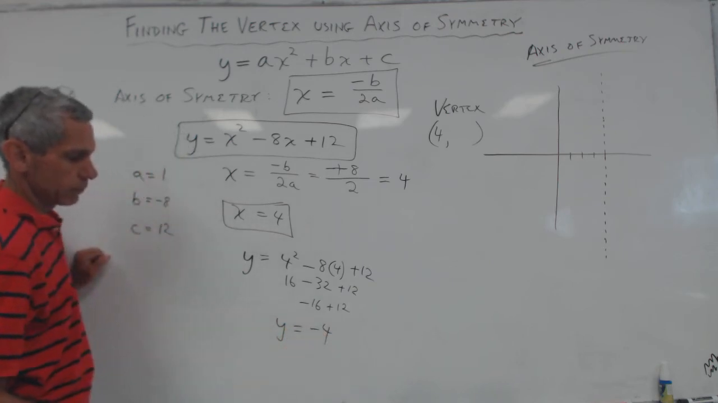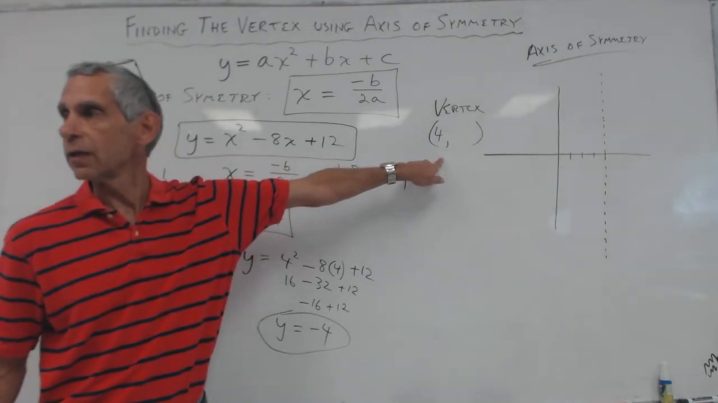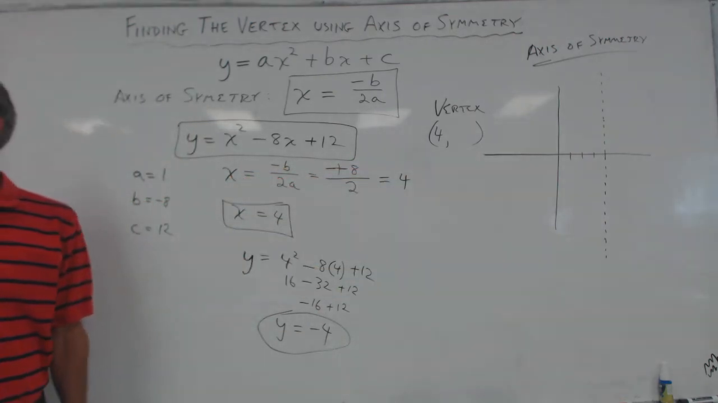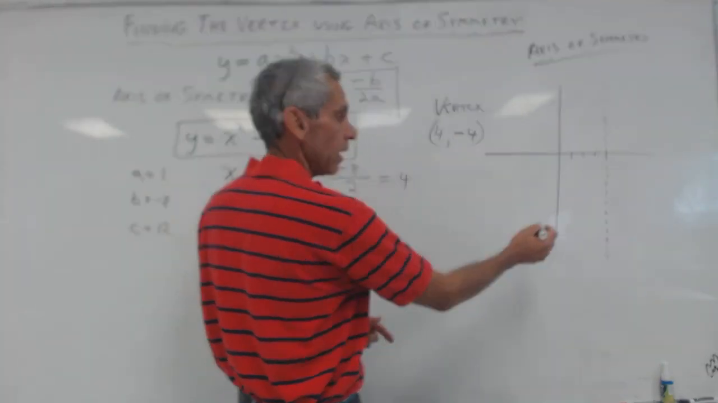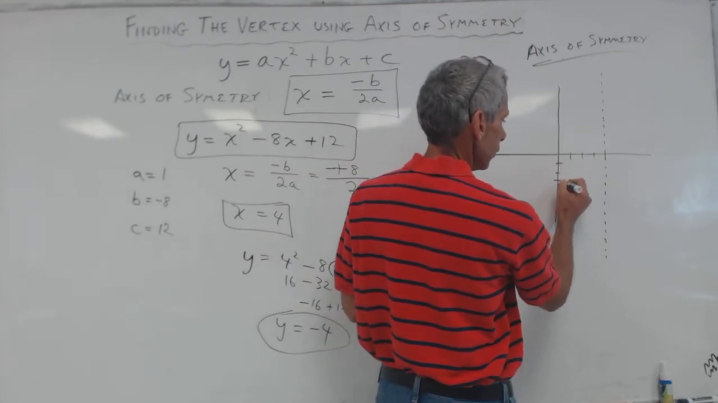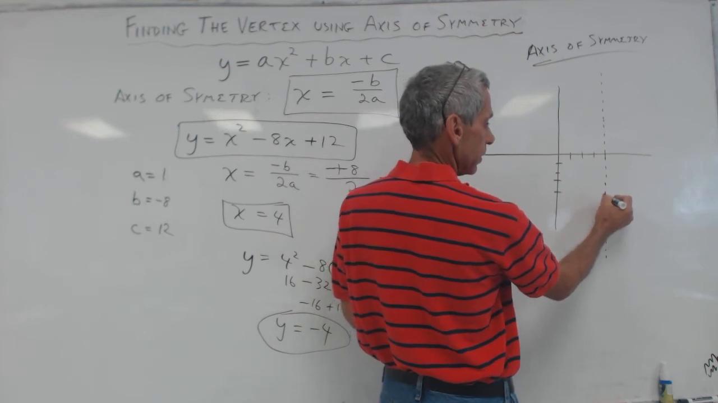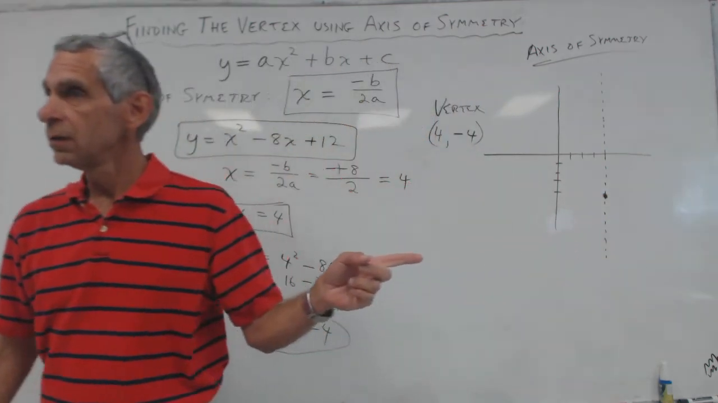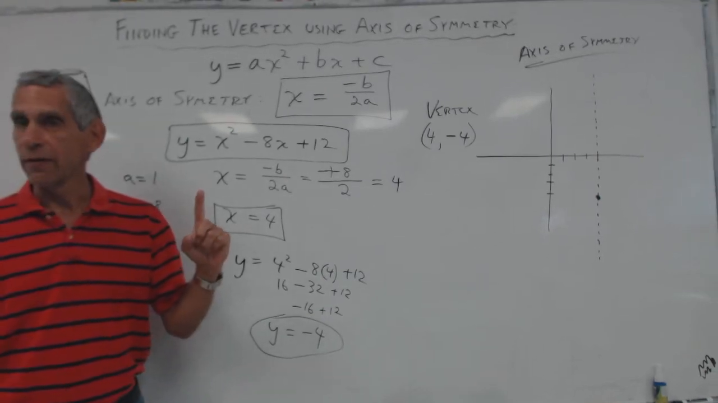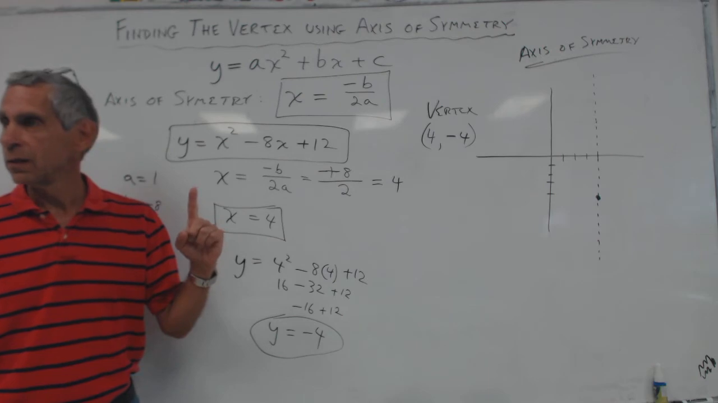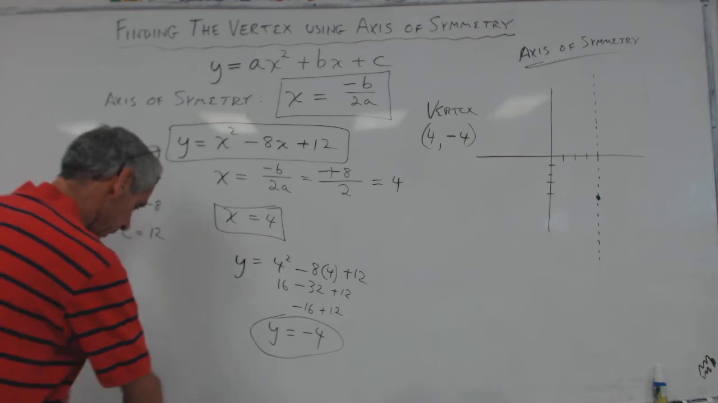Yes? Okay, so what do I do with that now? What do I do over here in this vertex? Plug it in, so it's going to be 4, negative 4. So now I go over here. 1, 2, 3, 4. I'm going to go 4 over, 4 down, put a dot. That's my vertex. Yes? I plotted my vertex. That's my first step. All right, everybody's eyes up here for a second. I plotted the vertex.